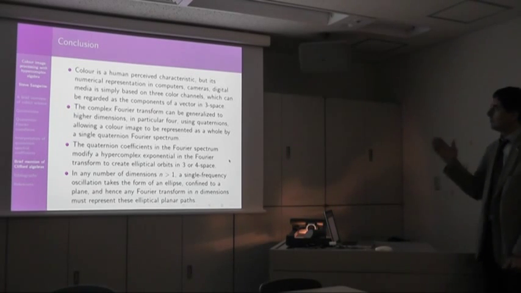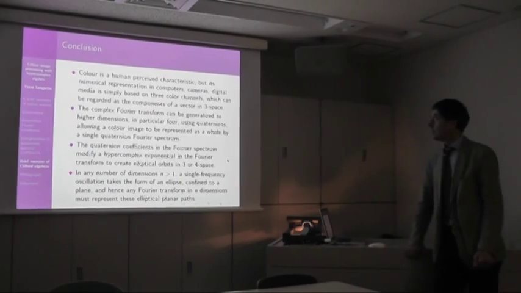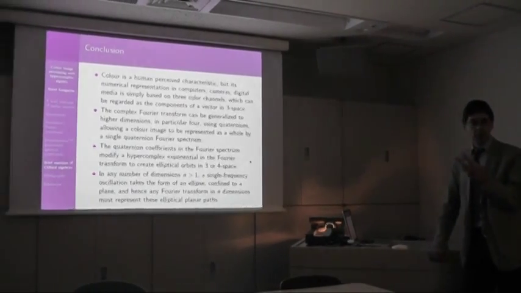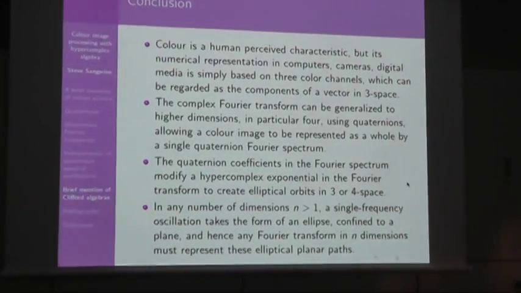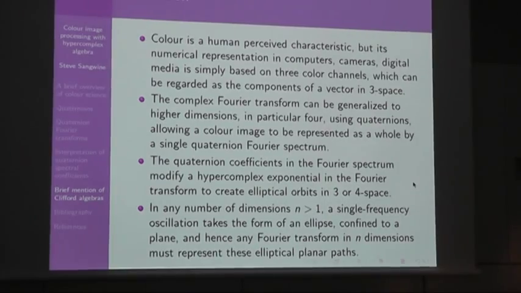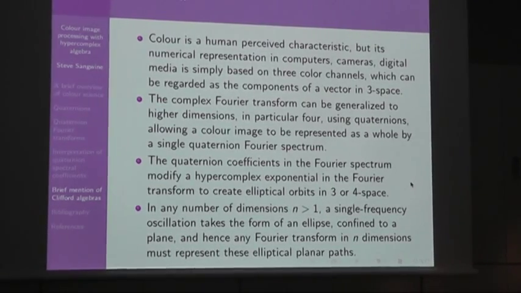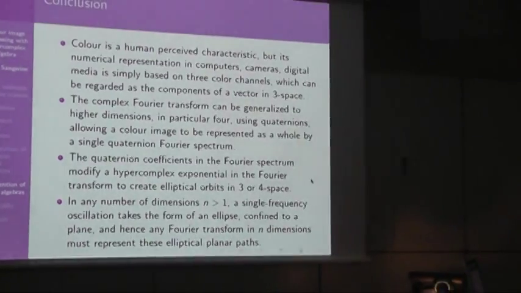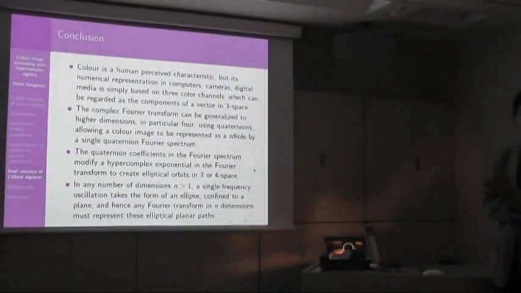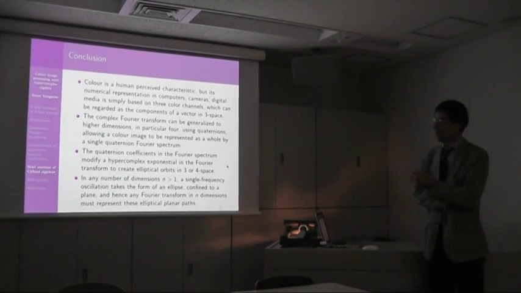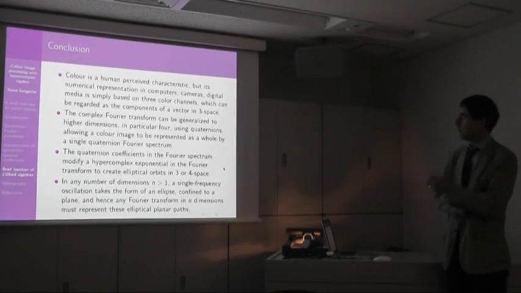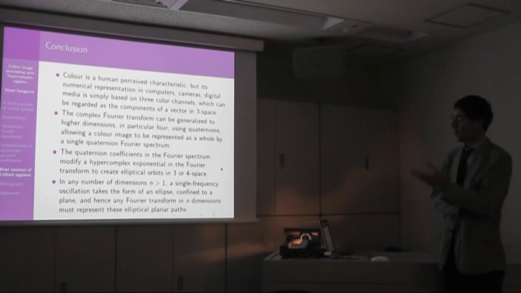So, the conclusion. Colour is a human characteristic. It's a perceptual characteristic. It's not something physical like mass or temperature. And the way we represent colour in computers is based on 3 channels, which we can regard as the components of a vector in 3-dimensional space. And that's why I'm interested in using hypercomplex Fourier transforms to represent those images or signals with 3-dimensional samples.